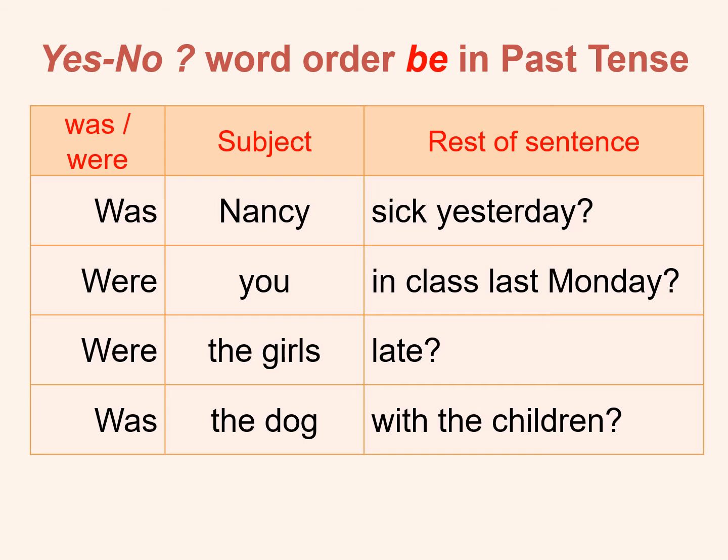As in the present tense, we put the form of be, in this case was or were, before the subject in forming yes-no questions. It is important to put was or were before the subject in these questions because English uses word order to distinguish questions from sentences which are not questions.